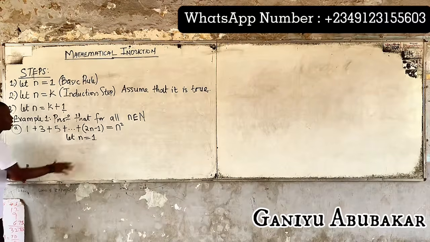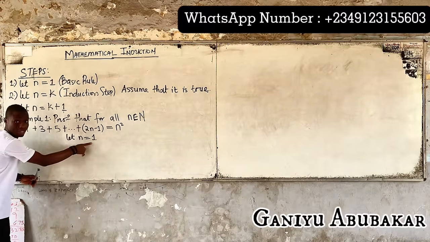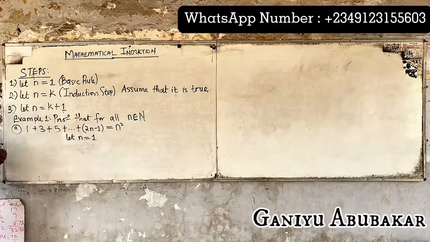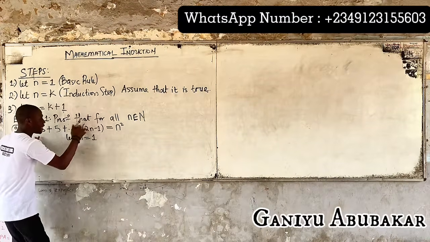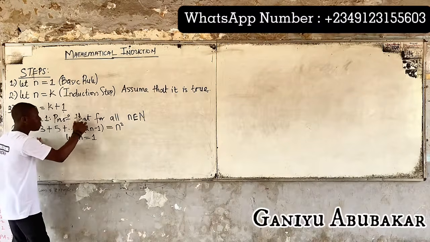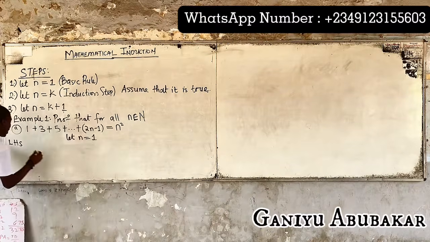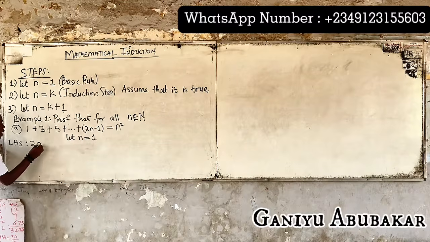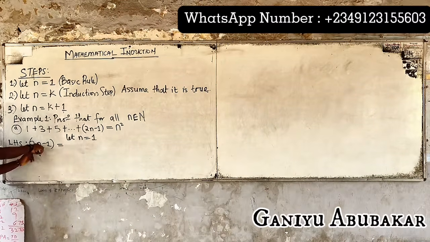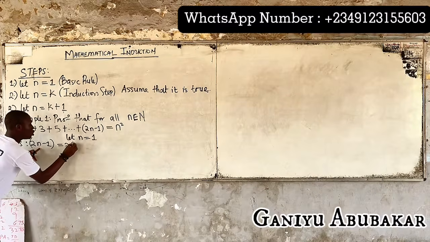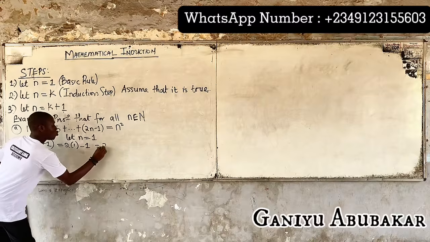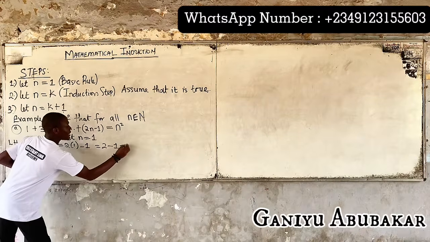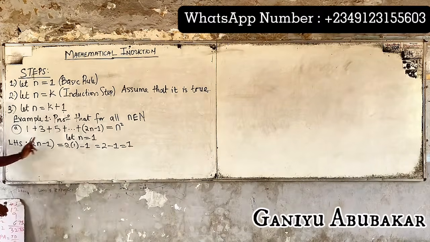All right. This is my first condition. Looking at my left hand side, it's only this one that has n in it. Bring it out. That becomes 2n minus 1. Anywhere you see n, put 1. That becomes 2 into 1 minus 1. What do I get here? 2 minus 1. My left hand side gives 1.